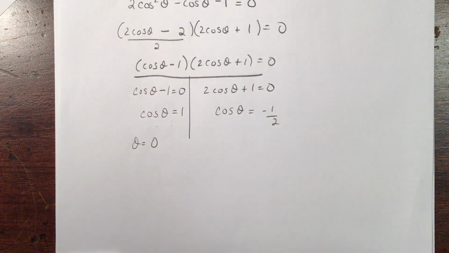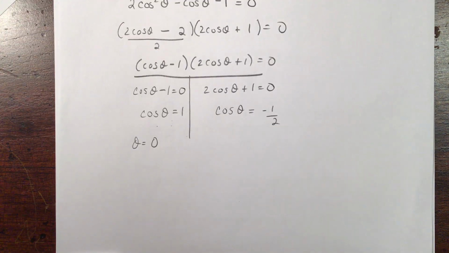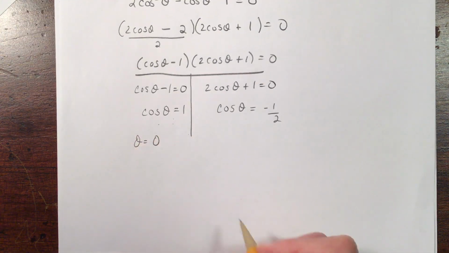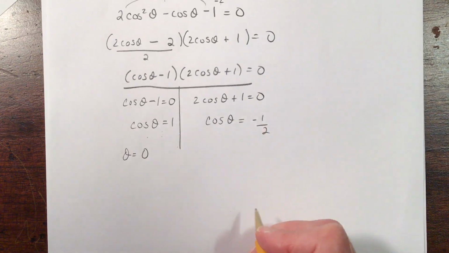And now I just want to double check because I forgot. I'm solving it. I'm not including 360, so I don't have to worry about going all the way around the unit circle. I just have theta equals 0. Now cosine of theta equals -1/2.